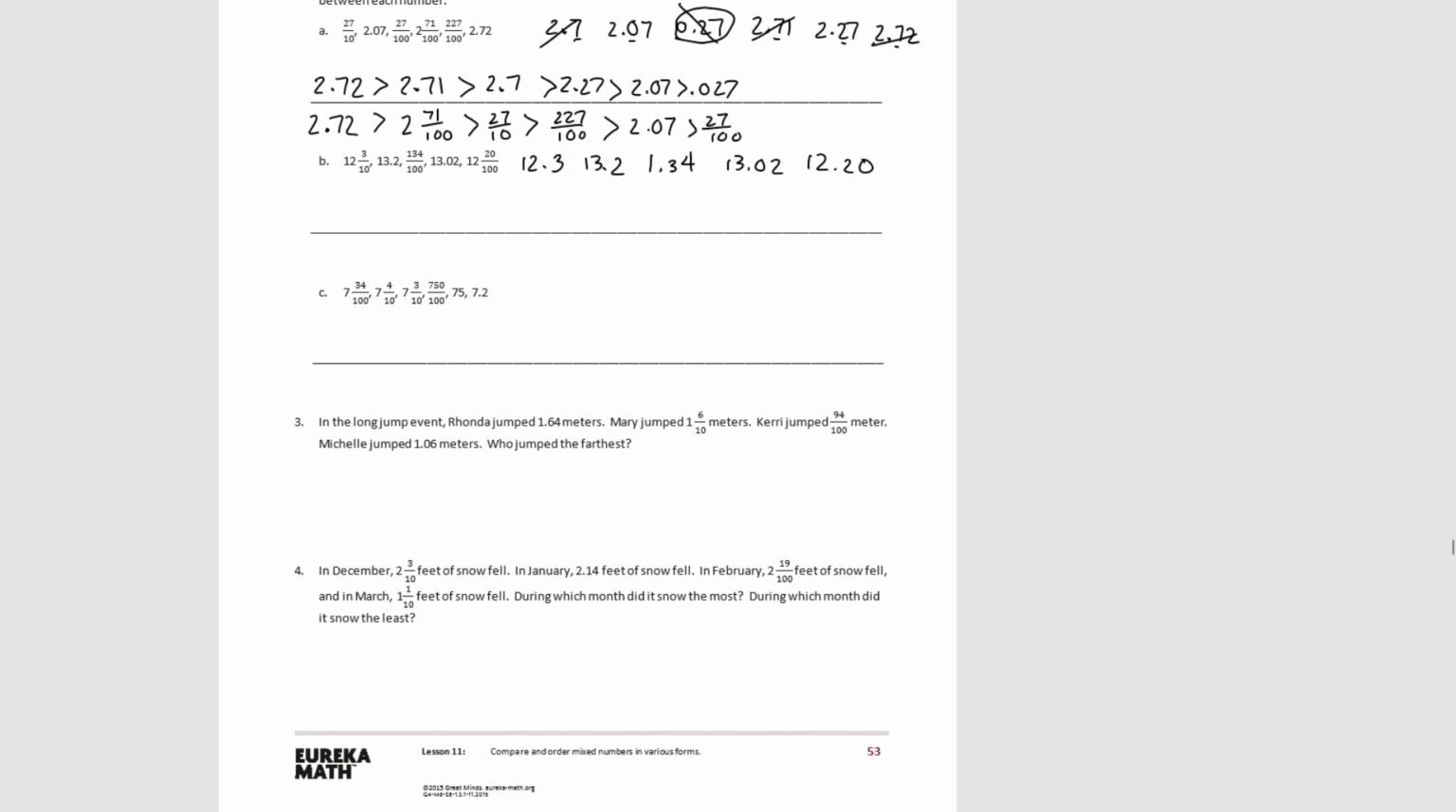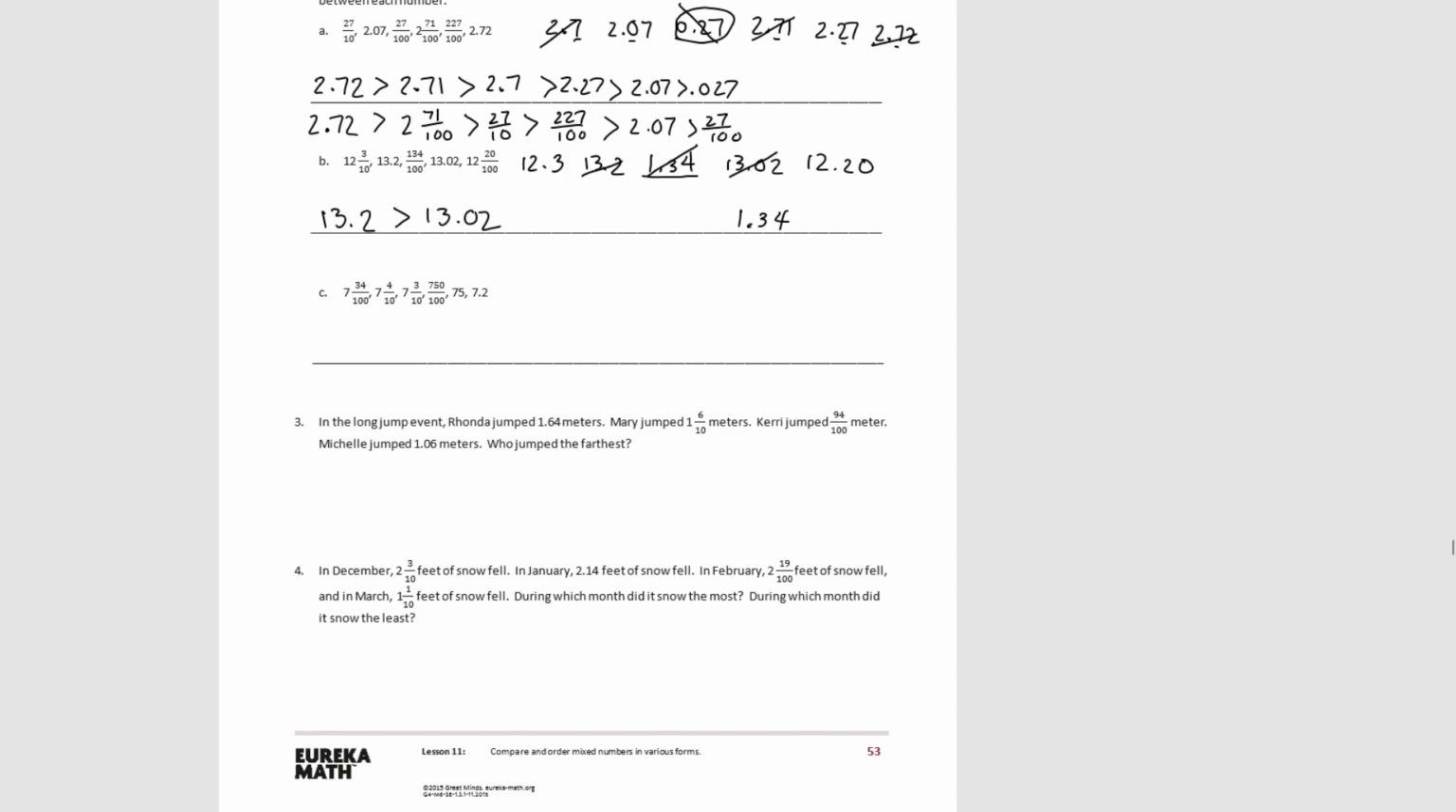Okay, so we're going to start with the whole number parts. We have 12, a 13, a 1, a 13, and a 12. So the 1 is, we know right away, going to be our least number. Then we have two numbers that start with 13, 13 and 2 tenths, and 13 and 2 hundredths. We know tenths are greater than hundredths, so that one's got to come first. And then 13 and 2 hundredths.